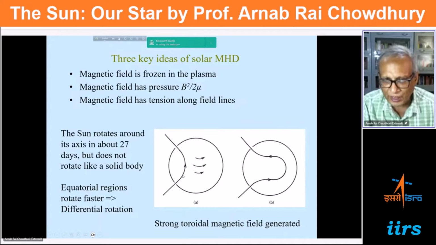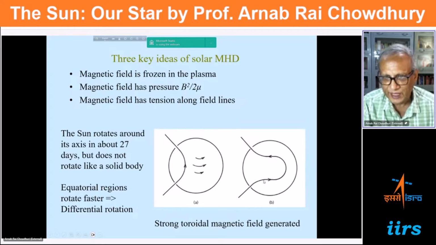So after some time, the magnetic field line would look like this. You would see that you now have a strong toroidal field, which is in opposite directions in the two hemispheres. So if parts of this toroidal field were to float up to the surface, they would produce bipolar sunspots with oppositely directed polarities in the two hemispheres, as you saw in the magnetogram map.